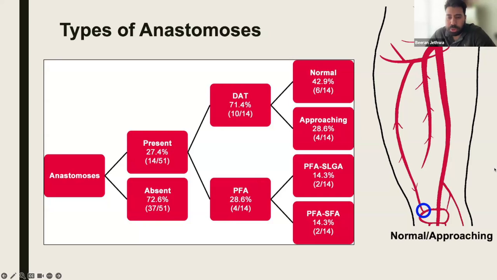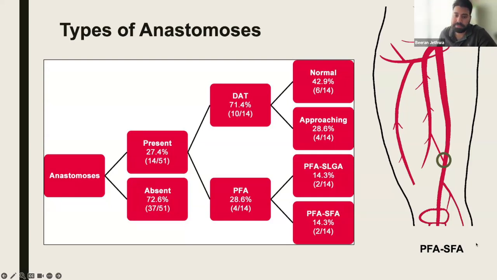In 6 of the 14 limbs, a normal anastomosis was observed. This is where we had a physical connection between the descending artery and the superior lateral genicular artery. In 4 of the 14, the same two vessels reached within 20 millimeters of one another, but no physical connection was visible, though micro connections are believed to be present. Now, in the other 4 limbs, atypical anastomosis was seen. 2 of these were between the profunda femoris and the superficial femoral artery itself, where a distal perforating branch of the deep femoral artery continued to travel, and that is what connected with the superficial femoral artery before reaching the popliteal fossa.